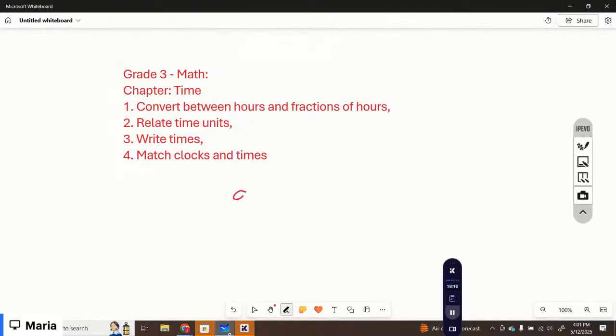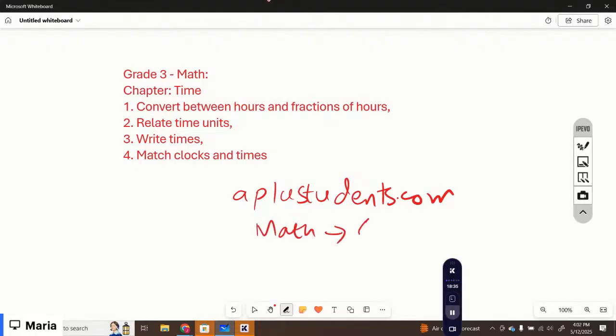You can find all the lessons on a+students.com. You have to log in there using your email address and password as provided by the administrator. Then you have to select math from the subject tab, scroll down to grade 3 math, and then click on view all lessons. There you can find a list of the chapters.